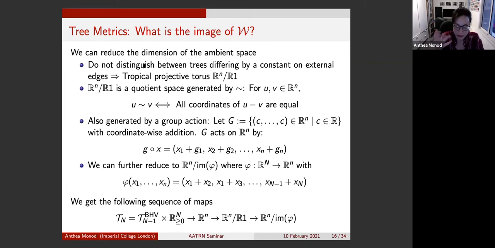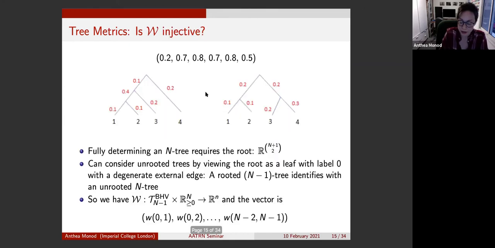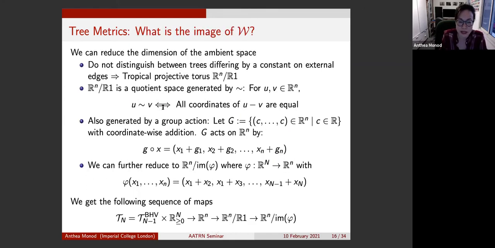So here is a bit of construction about how to study the image of W. You can reduce the dimension of the ambient space by not distinguishing between trees that differ by a constant on the external edges. This gives rise to the tropical projective torus, which is this quotient space here. This quotient space is generated by an equivalence relation where, for two points u and v in Rn, you consider them equal if all coordinates of u minus v are equal. You can also generate this space by a group action in the following way. You have this group G with coordinate-wise addition, which acts on Rn.